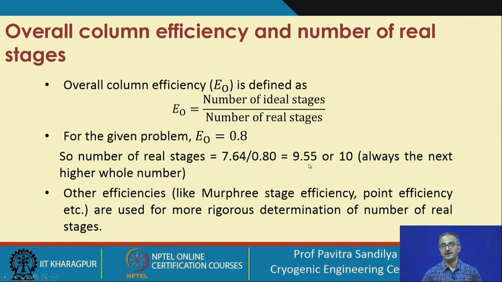Now 9.55 is a fraction, and this cannot be a real-life solution. So we say that the actual number is the next higher whole number, that is 10. That means any fraction between 9 and 10 will be taken as 10 as the real number of trays. This is one of the ways to account for the non-ideality of the stages. There are other detailed analyses given by Murphree stage efficiency, point efficiency, etc., which are not to be taught under this particular course.